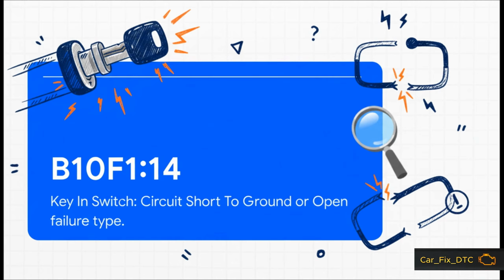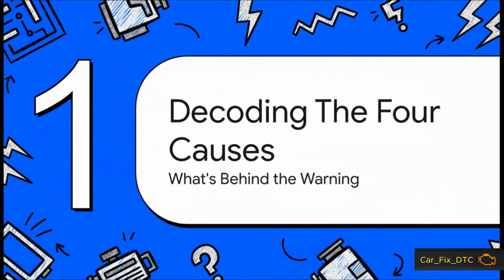All right, so straight from the main diagnostic data, this code points right to a problem with the key-in-switch circuit. In simple terms, it means the system that tells your car, hey, the key's in the ignition, well, it's not working right. The problem is probably a circuit that's either shorted out or has a break in it, so the connection's lost. But I know what you're thinking. A circuit failure is still pretty vague, isn't it? The good news is, this error code usually narrows it down to one of four main culprits. So let's dig in and see what's really causing the headache.